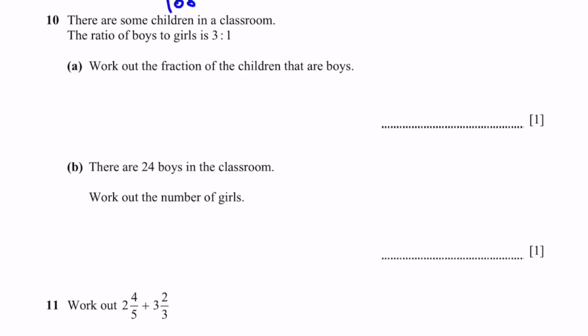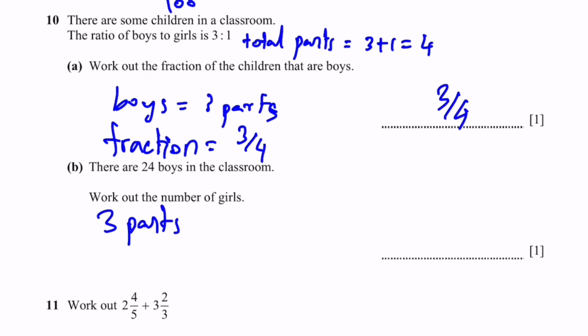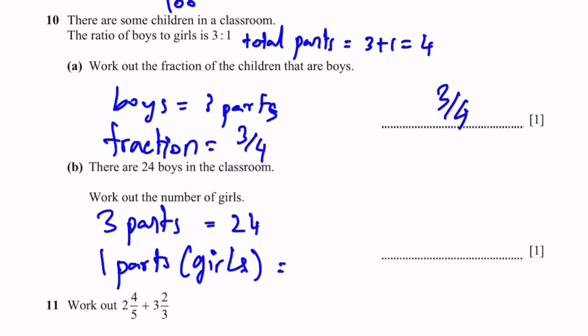Question 10. There are some children in a classroom. The ratio of boys to girls is 3:1. A, work out the fraction that are boys. So total parts is equal to 3 plus 1, which is equal to 4. Boys is equal to 3 parts. So fraction is equal to 3 by 4. That's the answer. B, there are 24 boys in the classroom. Work out the number of girls. So 3 parts equals 24. 1 part is the number of girls. That's equal to 24 by 3.